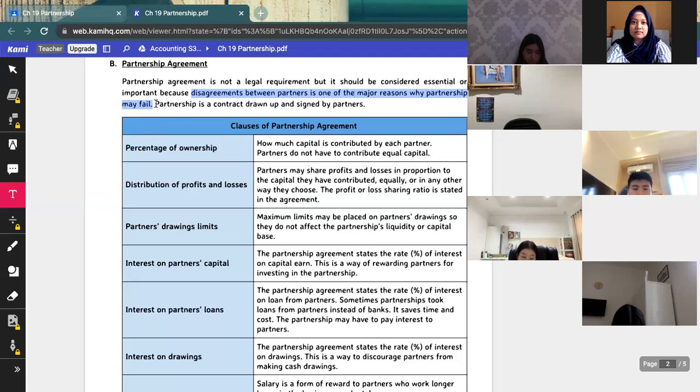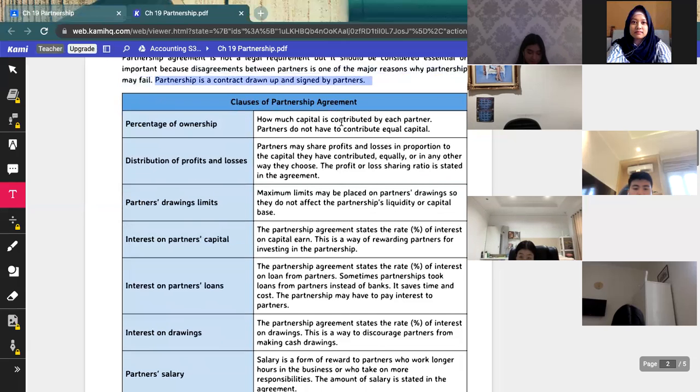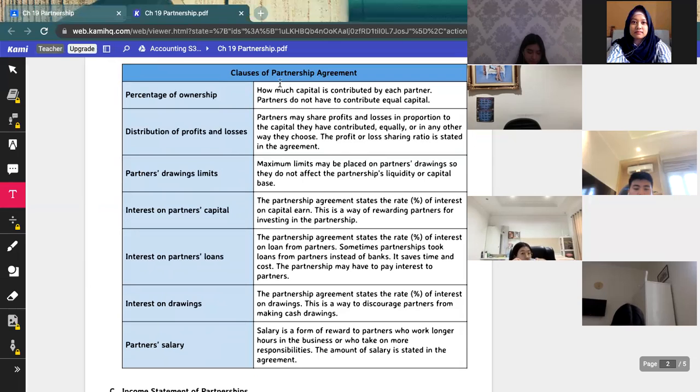Now in the partnership agreement, there are clauses that you must know. These are the clauses. The first one is percentage of ownership. Since one business is held by a few people, it is very important to know how much capital is contributed by each partner. Is it 50-50? Is it equal? Is it based on proportion? For example, in Kenya's, Nicole's and Fisher's business, they agree to contribute equally. It means 33.33% each.